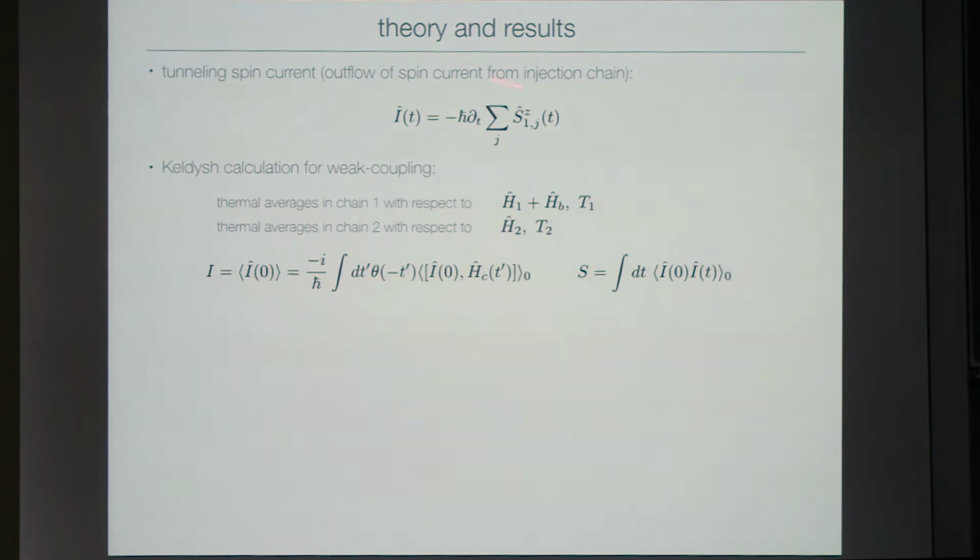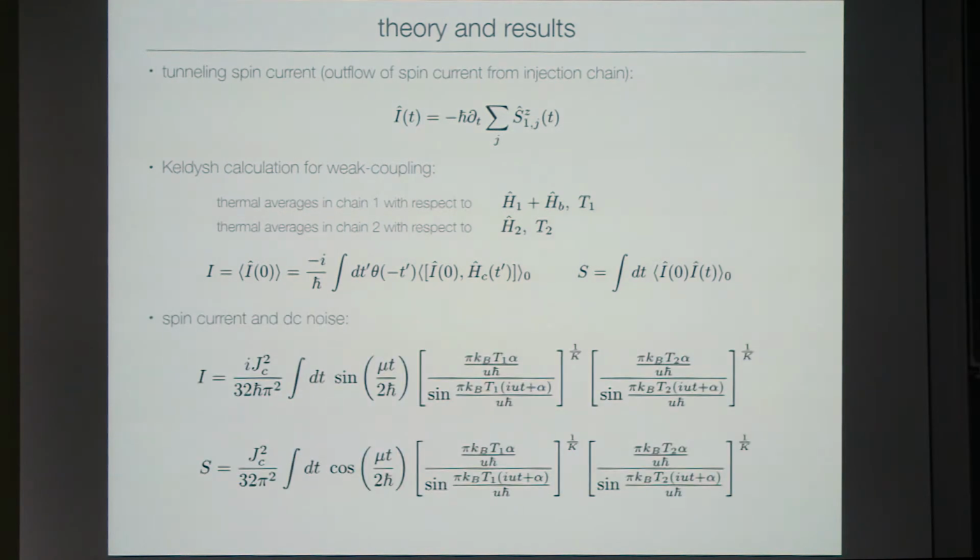So I can define that as the total spin that's leaving the injection chain, for example, and I can calculate that within Keldysh, which actually in this limit, the weak coupling limit, you can essentially use linear response. Keldysh is actually equivalent to linear response. What we get is a spin current and noise in this way. So here the temperature of the first chain enters here, the temperature of the second chain enters there. And then there's this factor which is characterizing the chemical bias in the system. And that's the current and that's the noise.